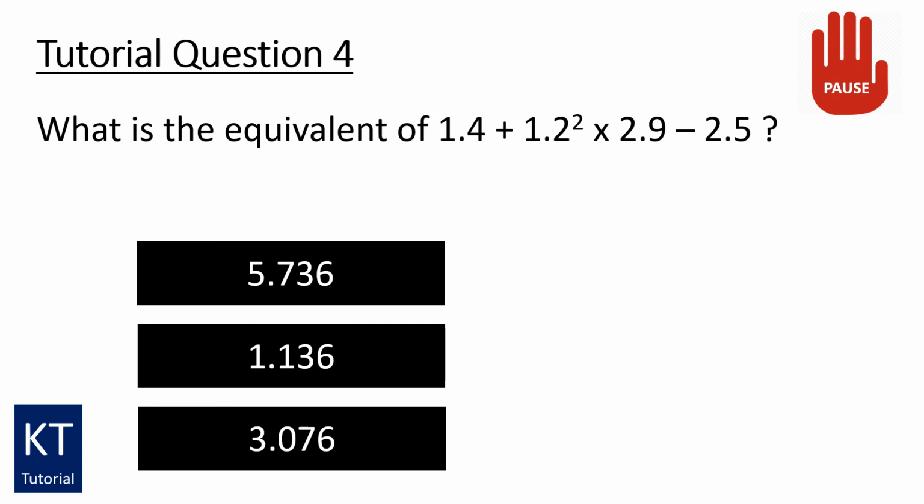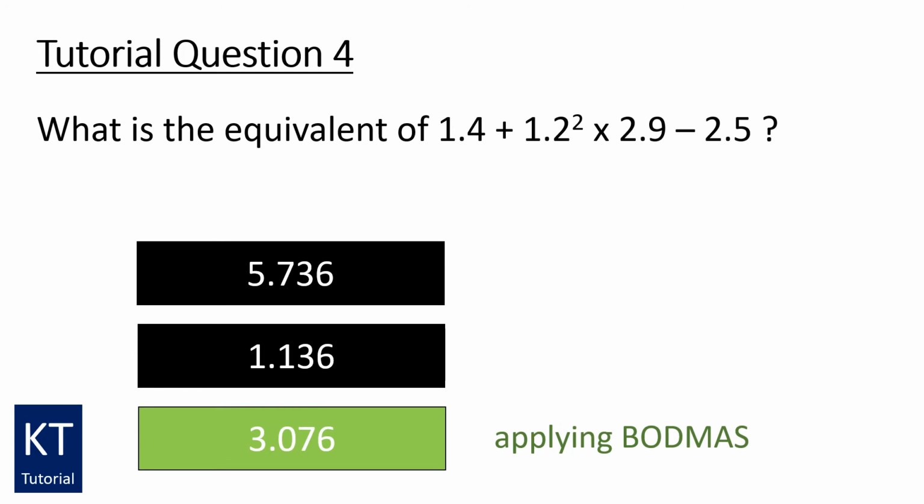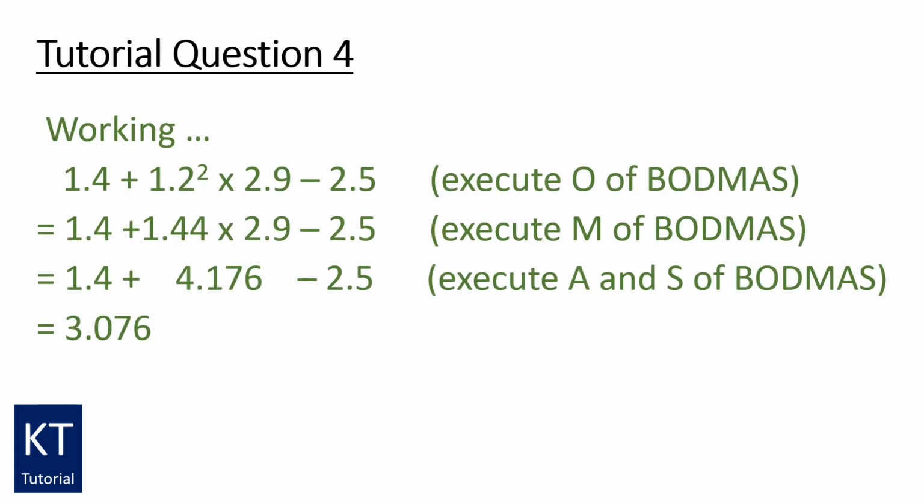Tutorial question 4. Do press the pause button as required. What is the equivalent of the inscription on question 4? You should have arrived at the answer 3.076 applying BODMAS. If you still have not got it, here's how it's done. Start by executing O of BODMAS, whereby 1.2 to the power of 2 becomes 1.44. Next, you multiply 1.44 by 2.9, getting 4.176. To get at the answer, it's a simple addition and subtraction of the numbers.